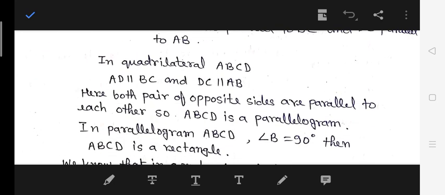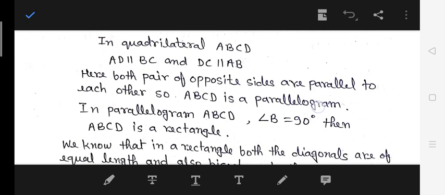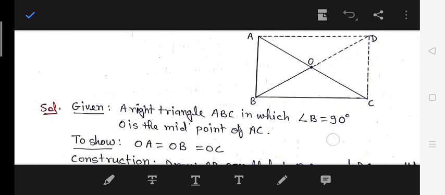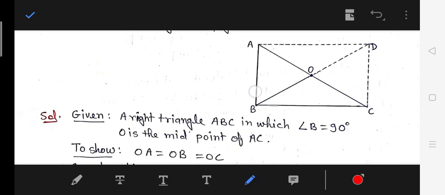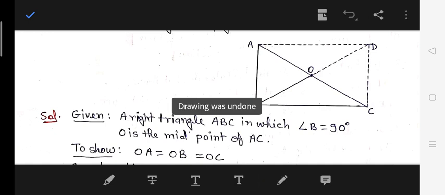So here I have written in quadrilateral ABCD, AD parallel to BC and DC parallel to AB. Here both pair of opposite sides are parallel to each other. So that's why ABCD is a parallelogram. Now students, in the parallelogram ABCD, angle B is 90 degree. That is also given in the question. So if in a parallelogram one angle is 90 degree, then it will be a rectangle.